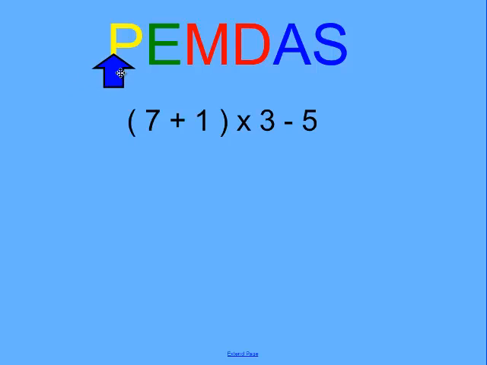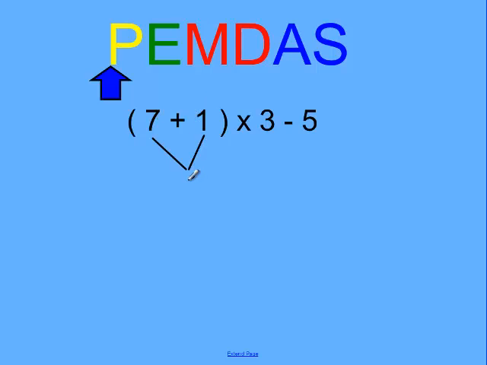Again, let's review. Parentheses, exponents, multiplication and division, addition and subtraction. Good. Look for parentheses first. Oh, here they are. (7 plus 1) is inside parentheses, times 3 minus 5. One step at a time, parentheses first. Doesn't matter where they are in the problem. Wherever they are, you've got to do those first.